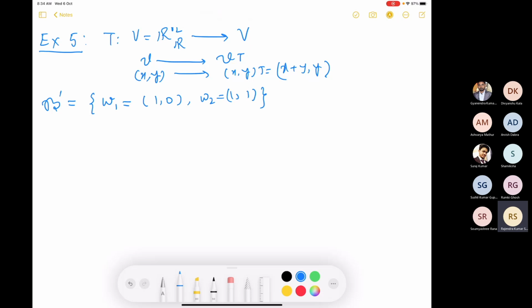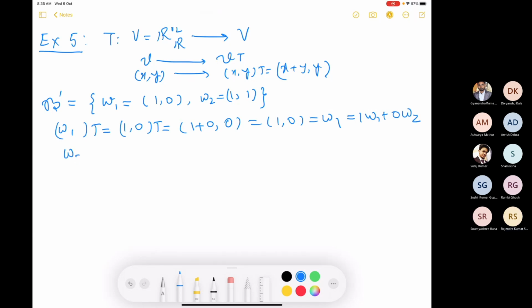Now we want to write the matrix of this T with respect to the basis B prime, and therefore we need W1T, which as we had seen earlier is 1 plus 0 and then 0. So this is (1, 0), this is again W1. The linear combination is 1 W1 plus 0 W2. That will give the first row of the matrix. W2T will be: this is (1, 1) under T. (1, 1)T is 1 plus 1 and then 1. So this is (2, 1).